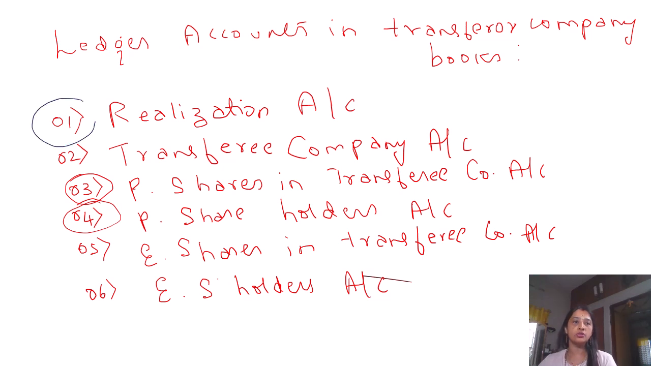Realization account, you should open ledger account. Transferee company account, equity shares in transferee company account, and then equity shareholders account. And if there are too many adjustments with respect to cash or bank account, you will open cash or bank account also in the ledger accounts. Other than that, minimum these many ledger accounts we will open in the books of transferor company.